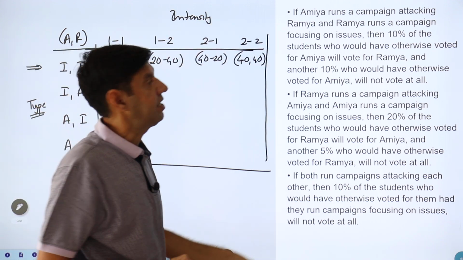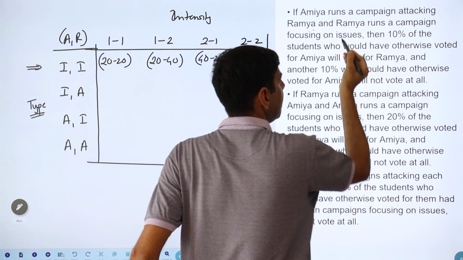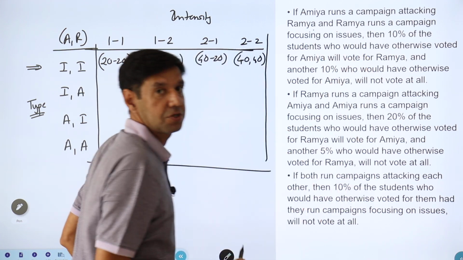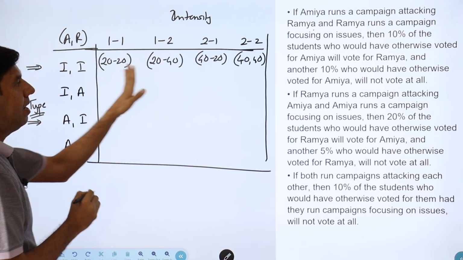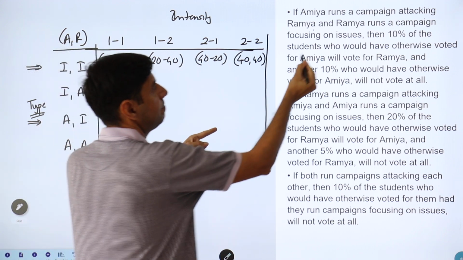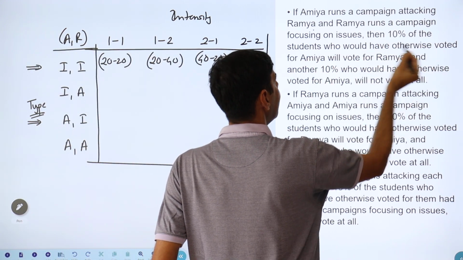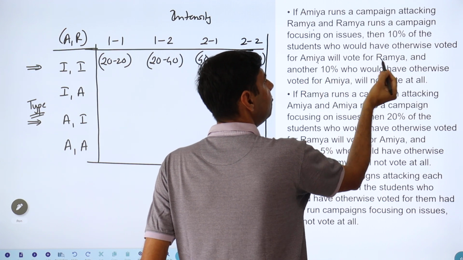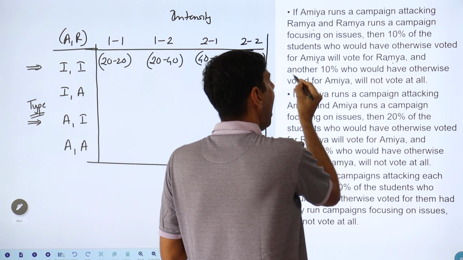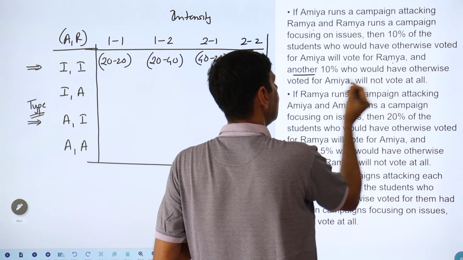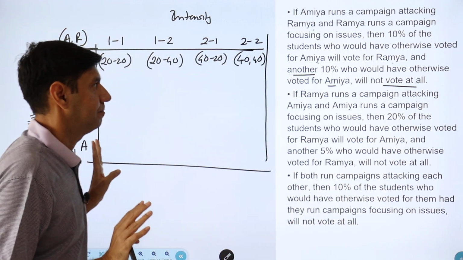Now let's continue. If Amiya runs a campaign attacking Ramya, and Ramya runs on issues. So we are talking of the third one now. Yeah, not the second one, the third one. Then 10% of the students who would have otherwise voted for Amiya will vote for Ramya. So 10% from Amiya will go to Ramya, and another 10% who would have voted for Amiya would not vote at all. They would abstain.